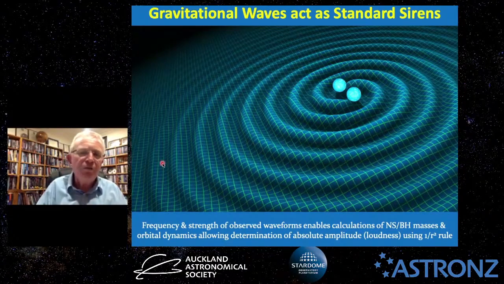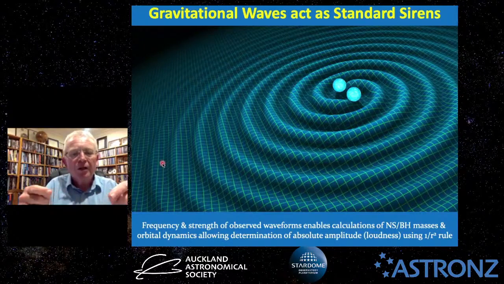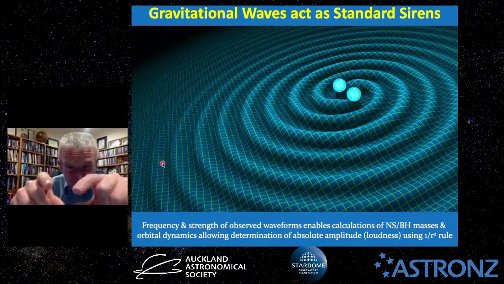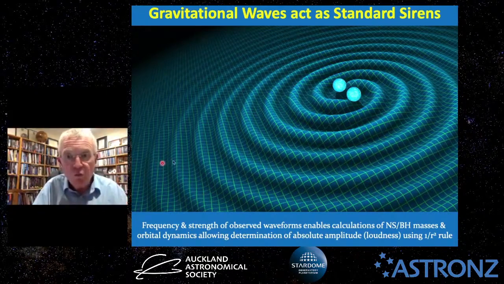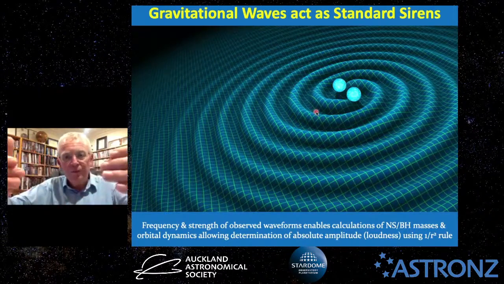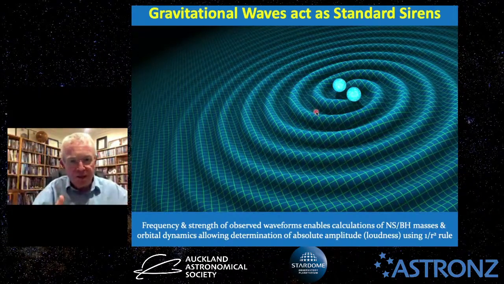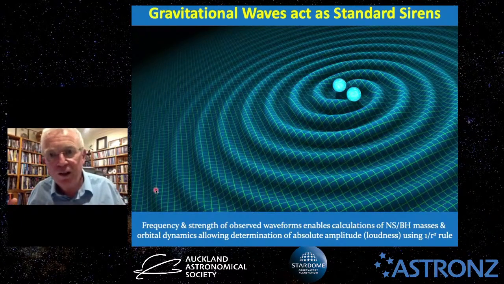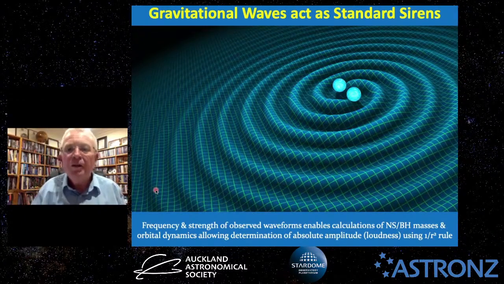If they know, from the observed measurements, particularly of the frequency and the strength, they can actually work out what's going on, and that tells them the absolute amplitude, the loudness, of what did actually occur all those billions of years ago. So they've got an absolute magnitude. They compare that with the amplitude that they're measuring back here on Earth, billions of light years away and billions of years later. They're able to compare the two and work out the distance.